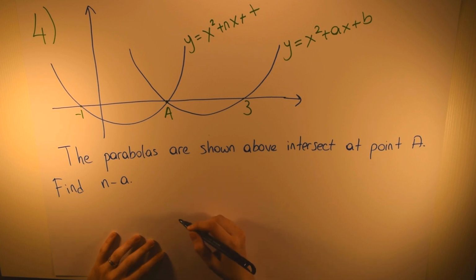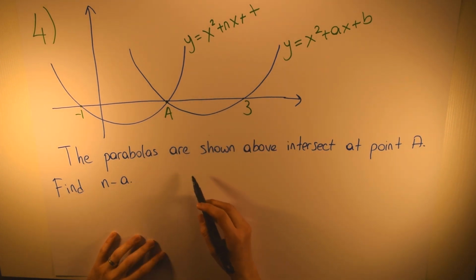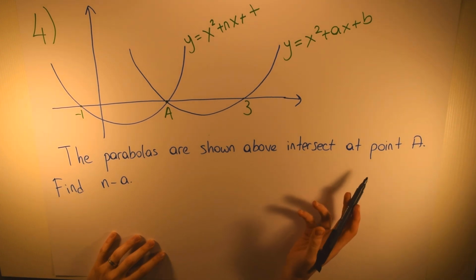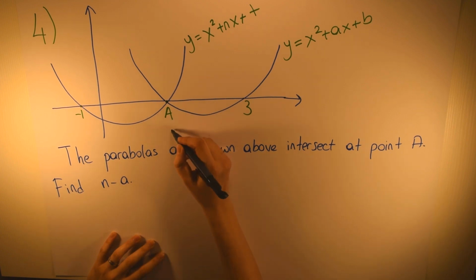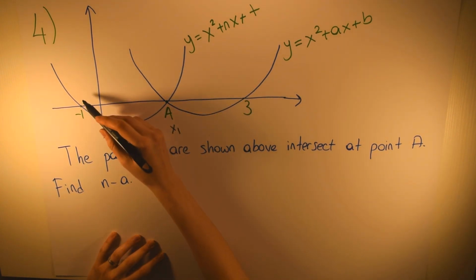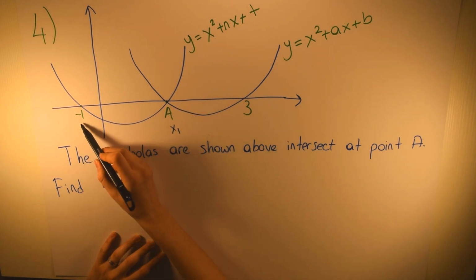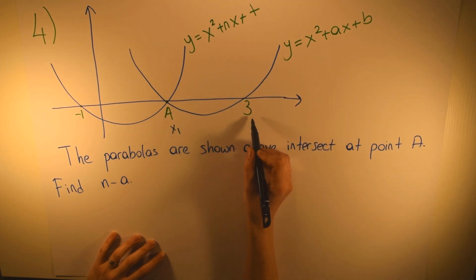On our fourth question, here we have two parabolas. It says the parabolas shown above intersect at point A. Find n minus a. So let's call this point x1. This parabola has two roots, the first one is minus 1 and the second one is x1, and this one also has two roots. The first one is x1 and the second one is 3.